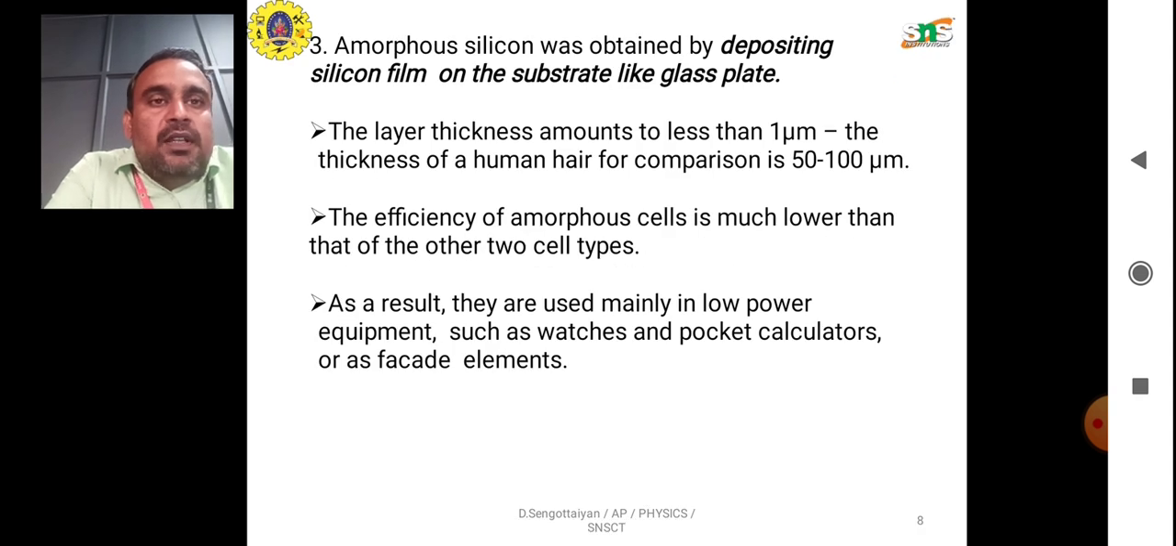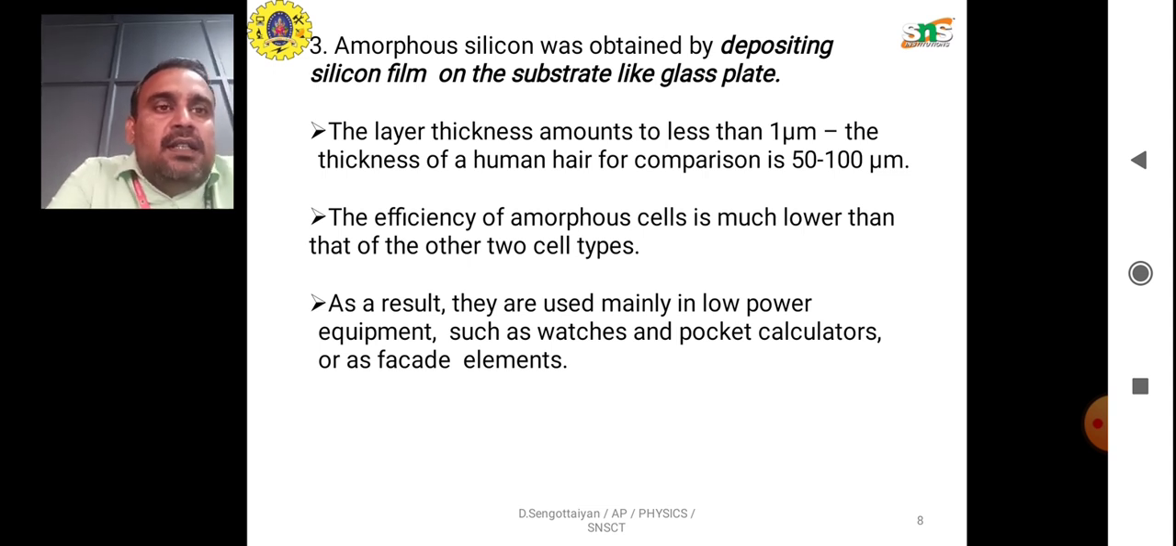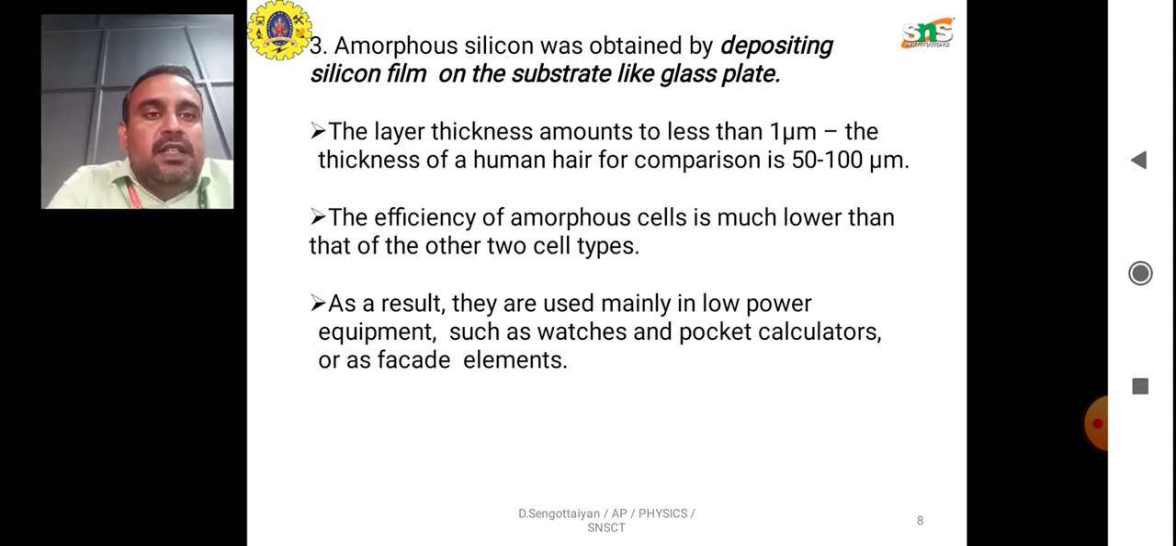Then the final one, amorphous silicon, is obtained by depositing a silicon film on a substrate like a glass plate. The layer thickness amounts to less than 1 micrometer. In comparison, the thickness of a human hair is 50 to 100 micrometer. The efficiency of amorphous silicon solar cells is much lower than the other two types, that is, polycrystalline and single crystalline materials. As a result, they are mainly used in low power equipment such as watches, pocket calculators, and other elements.